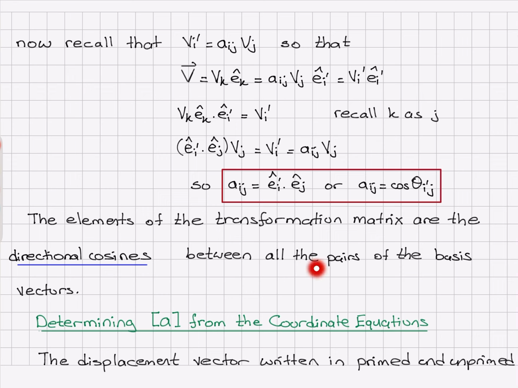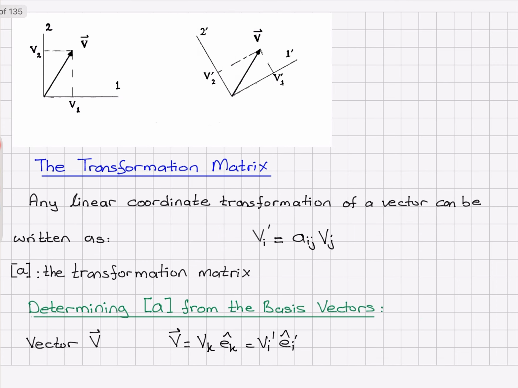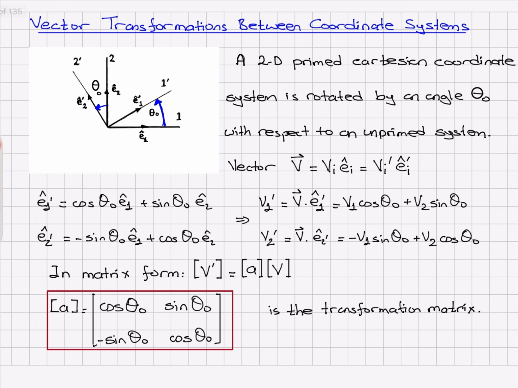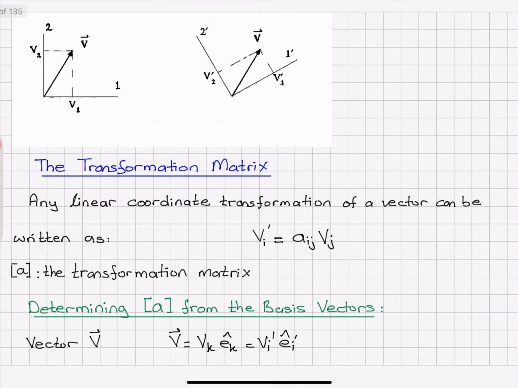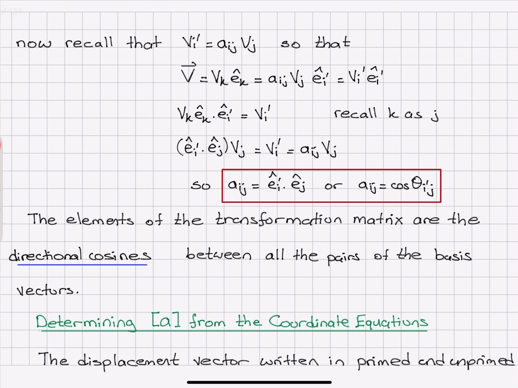So for all pairs of the basis vectors, we find the directional cosines, and directional cosines give us the transformation matrix. That's exactly what we had here: cosine theta 0, cosine 90 minus theta 0, cosine theta 0, and cosine 90 plus theta 0. That gave us the matrix elements, the transformation matrix elements. Now we can see it more clearly from this derivation.